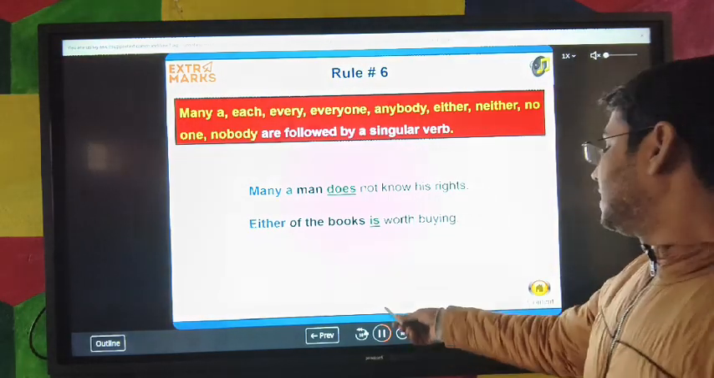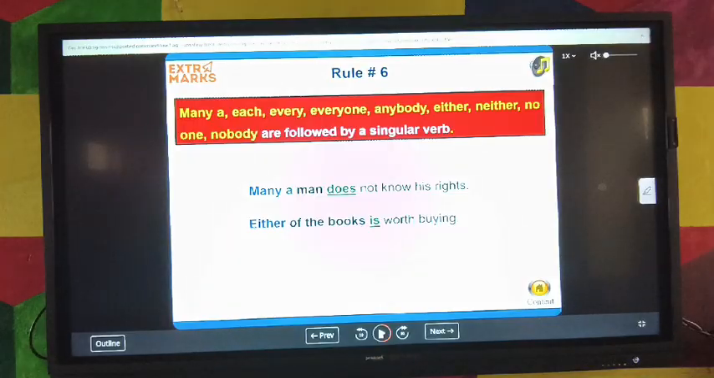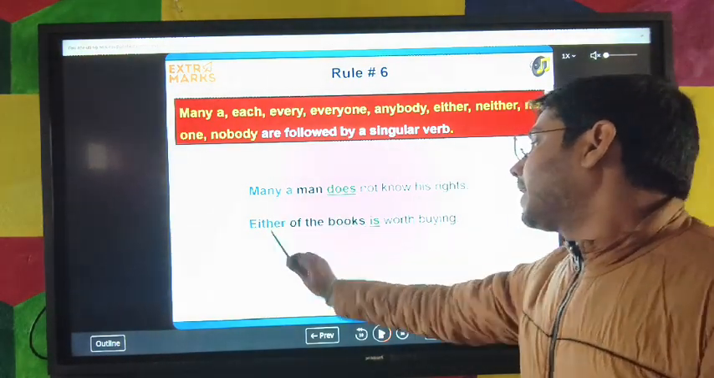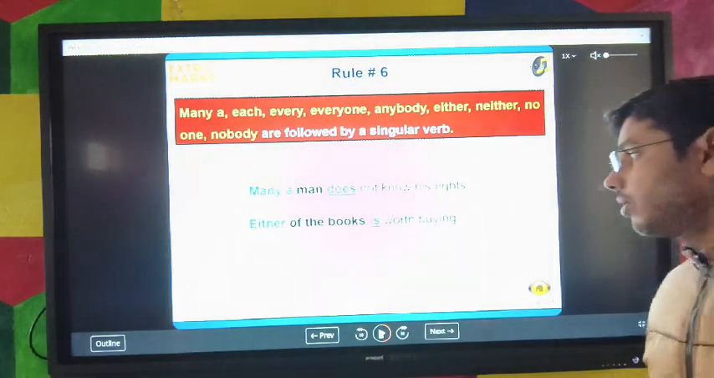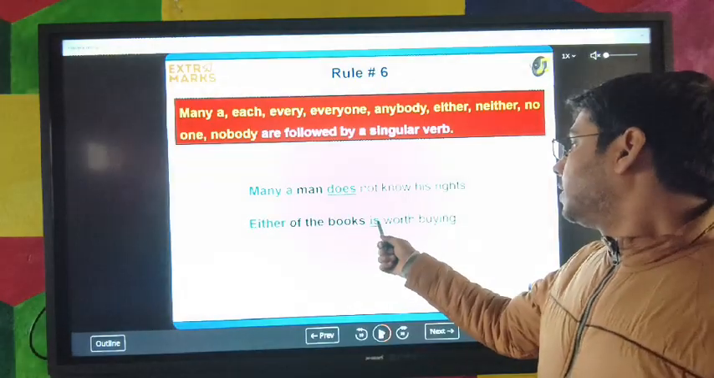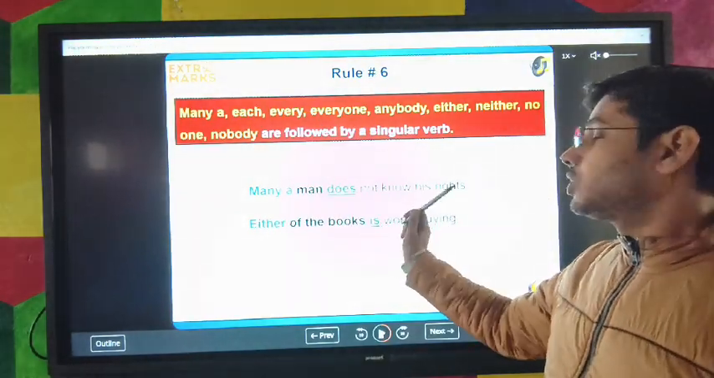Either of the books is worth buying. We are talking about two books, but one at a time. So we'll use the verb is. Either of the books is worth buying. So if these words are there, we'll use a singular verb.